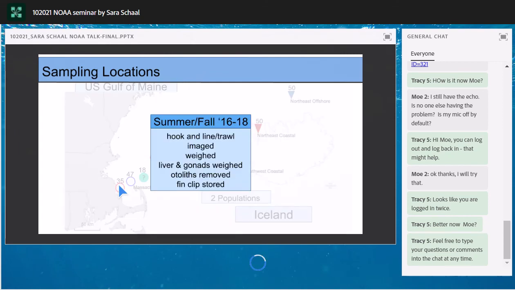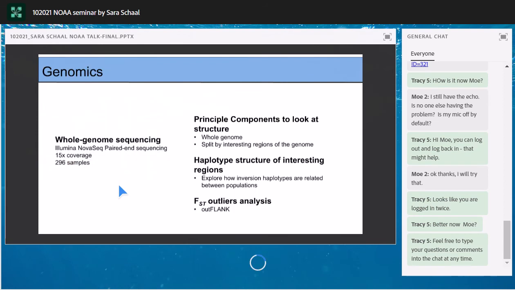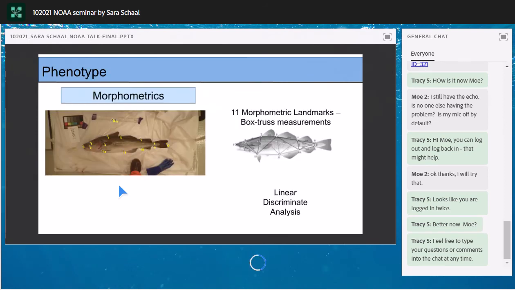And these, we collected fish via hook and line or trawl. We imaged and weighed different aspects of the fish. We removed an otolith and stored a fin clip for genetics. And for the morphometrics, we used box truss measurements. So we used 11 landmarks. We removed landmark 11, which has been biased due to gut fullness. So any measurements coming from that point were dropped. And we did a linear discriminant analysis for understanding the different morphometrics.